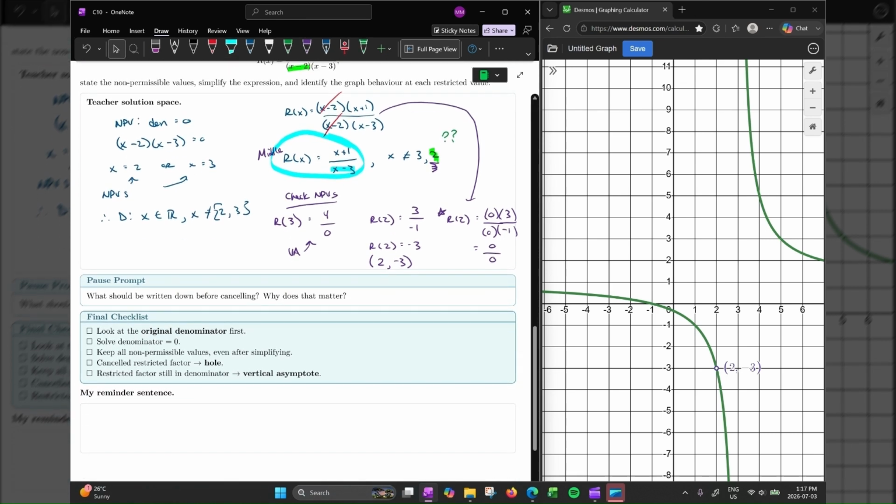So our final checklist as we work through these: look at that original denominator first. You can set the denominator equal to 0, and then solve with your existing linear and quadratic skills. Keep those non-permissible values even after simplifying, especially after simplifying, because dividing out, or canceling, is not erasing history. So restrictions are set by the original denominator before any simplifying happened. If that factor did divide out, if it did cancel out, it becomes a hole, a point of discontinuity in the graph. If that restricted factor remains in the denominator, it is a vertical asymptote.